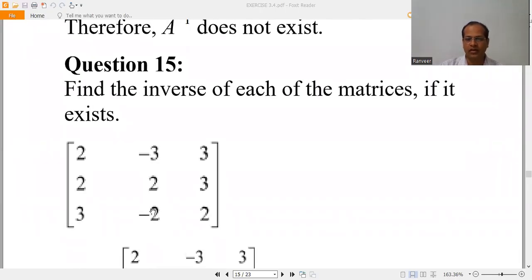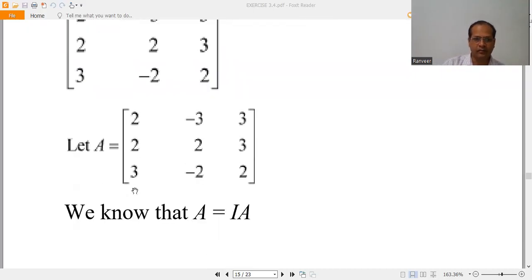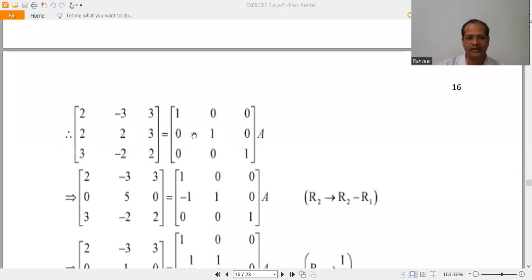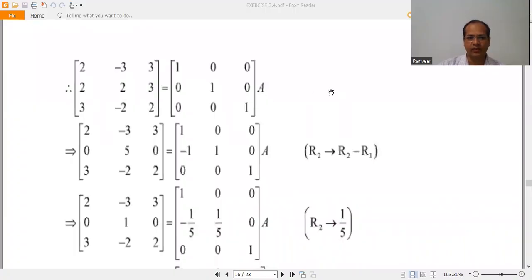Now for the 2 by 2 matrix, it is crystal clear. Now we have to complete the inverse of a matrix for the 3 by 3 matrix. We have to do A equal to IA. First we have to write, and we have to apply the same steps and process that we followed in the 2 by 2 matrix. So this is the value, and this is the unity matrix 1 0 1 0 1 0 0 0 1. 2 minus 3 3 0 5 0 3 minus 2 2.